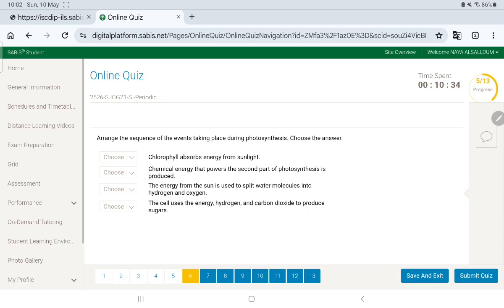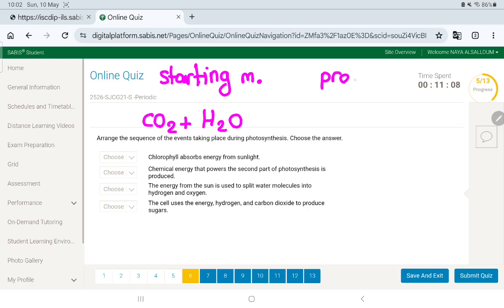Arrange the sequence of the events that take place during photosynthesis. This we're going to have to break down step by step. Now, we have the starting materials of photosynthesis. So the starting materials: carbon dioxide and water. That's all you need to know for the starting materials. Finished. Now, what is produced by photosynthesis?